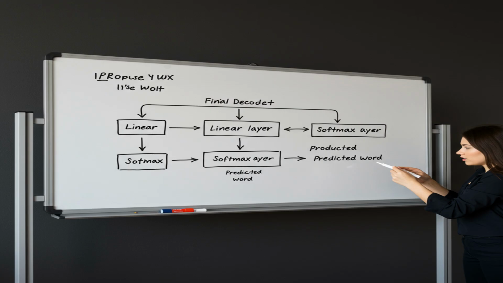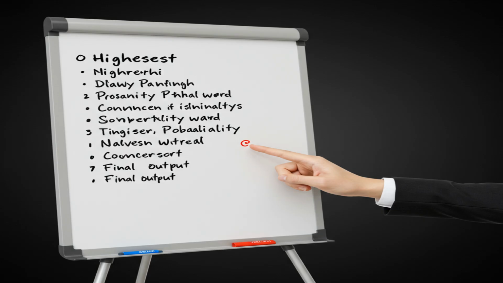Finally, the output of the last decoder layer goes through a linear layer and a softmax function to predict the probability distribution over the vocabulary. The word with the highest probability is chosen as the next word in the output sequence, and this process repeats until an end-of-sequence token is generated.